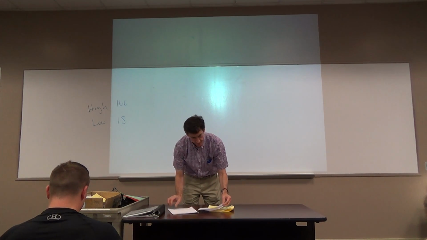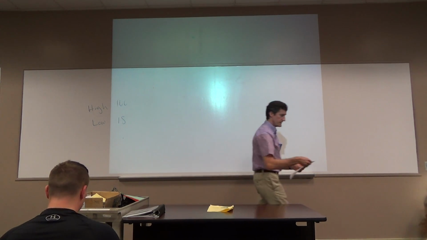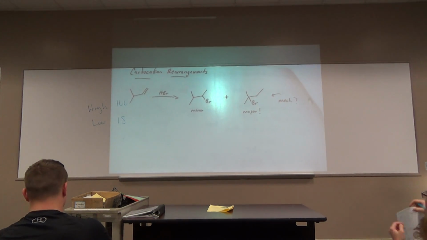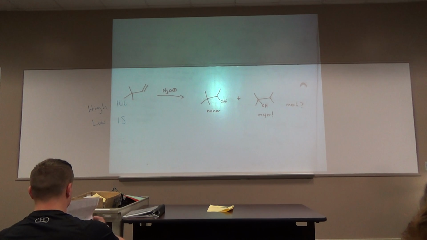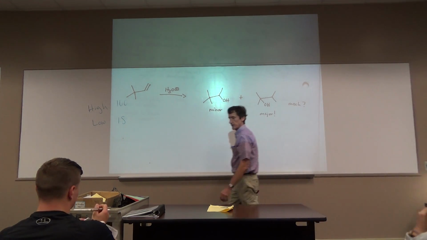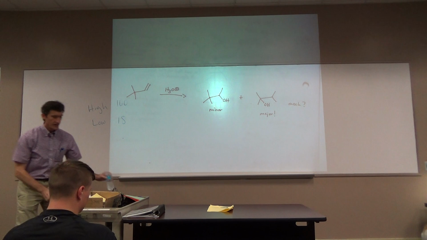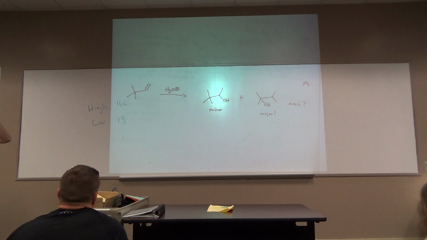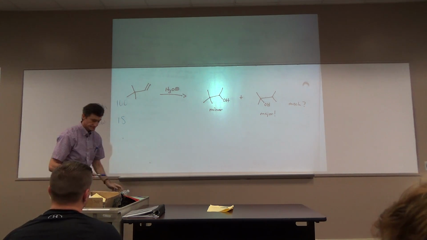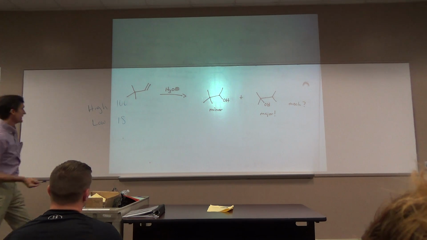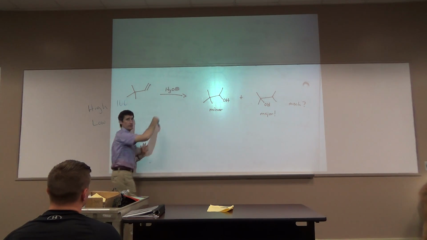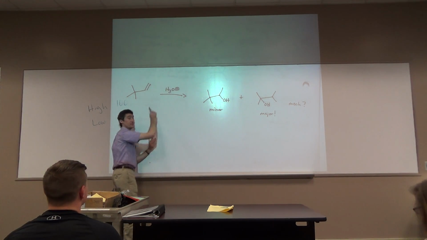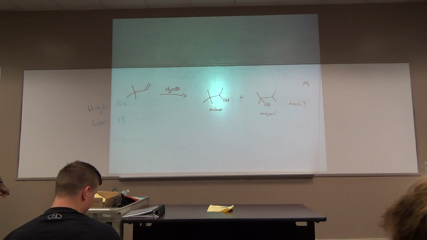All right, rearrangements. Carbocation rearrangements. We did the one at the top. Carbocations are always prone to rearranging. You've got to know about that. Let's look at the reaction below. Looks like we have an alkene and aqueous acid. It's like a hydration of an alkene.